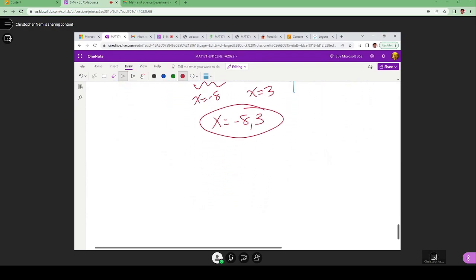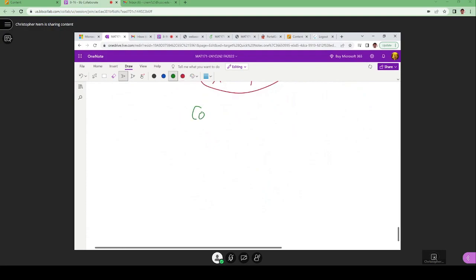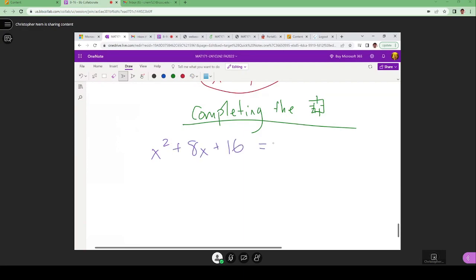Now, we got to go with completing the square. And with completing the square, there's a lot of things I can talk about. But before I even go with completing the square, first you have to understand the idea intuitively. So first, let's see. X squared plus 8x plus 16. What are the factors of that? Try it out. What are the factors? If you guessed x plus 4 times x plus 4, which is x plus 4 squared, you are 100% correct.